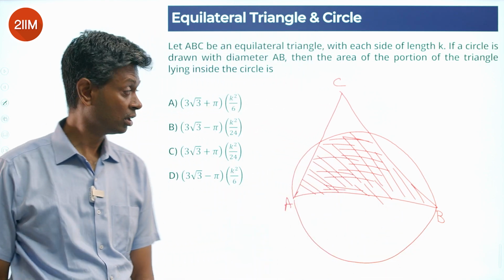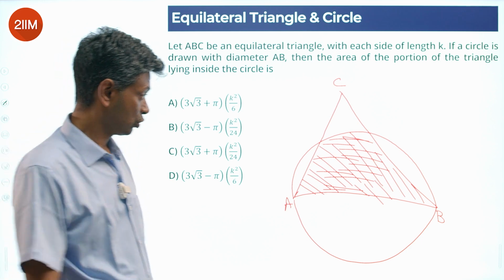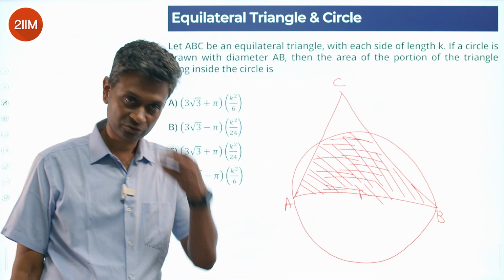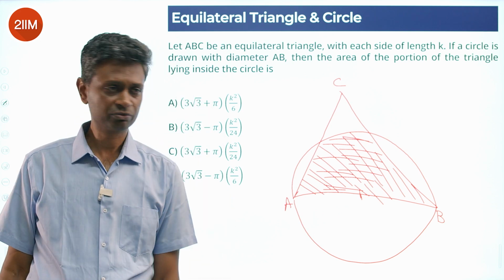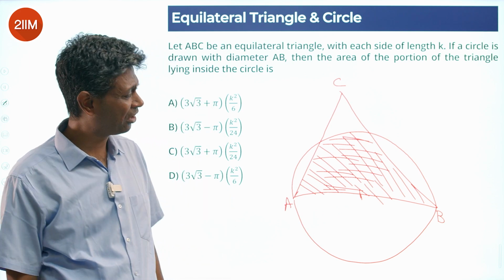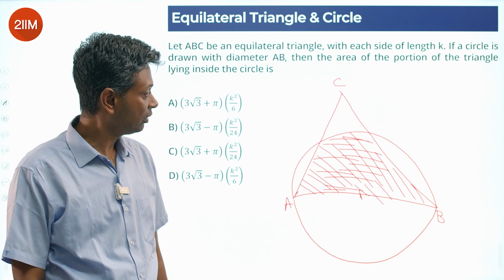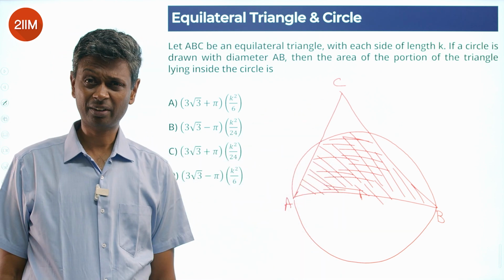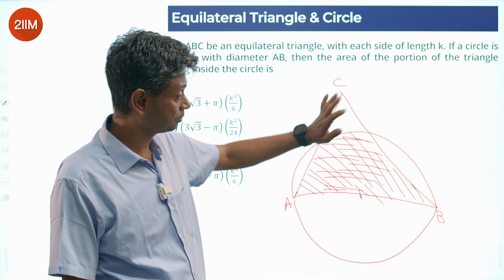Very interesting question. It's an equilateral triangle. So the side is K, and the radius of the circle is K by 2. So we have to figure out some way of getting this. We can say from the triangle, subtract the semicircle. That doesn't work because this part is out.